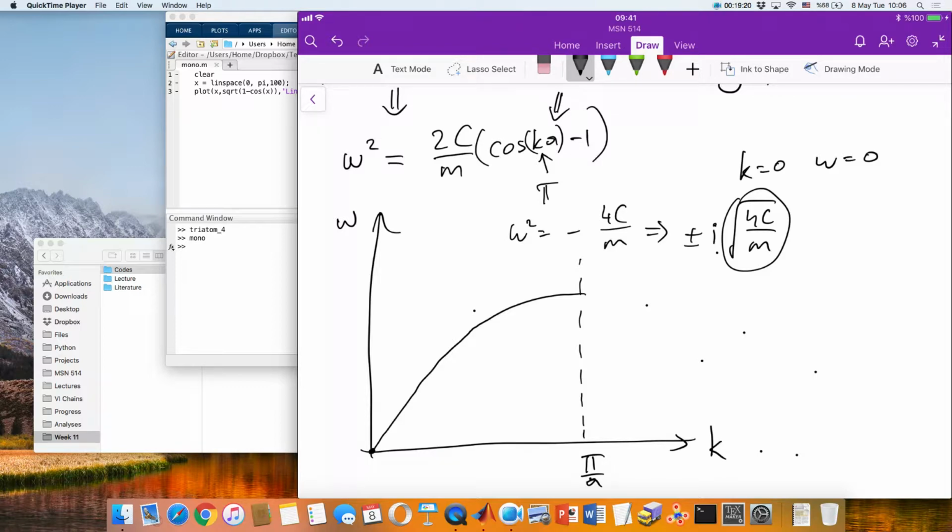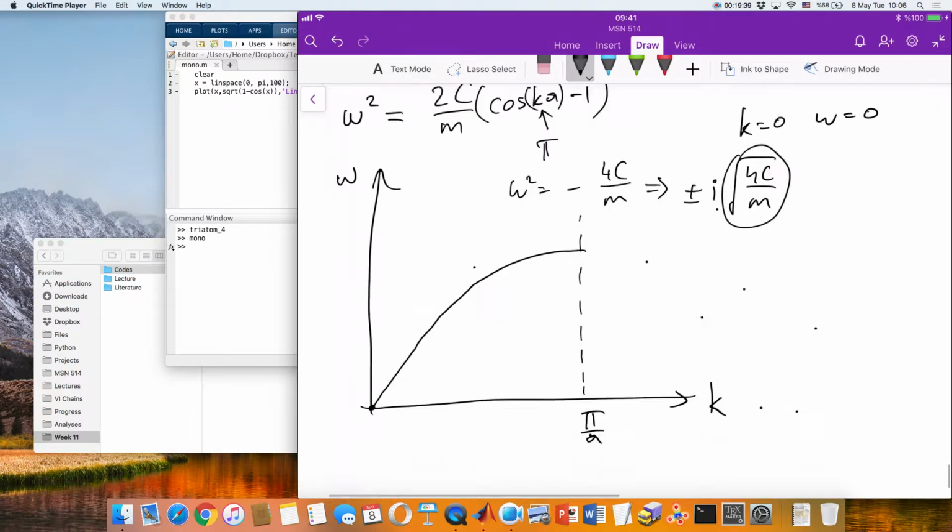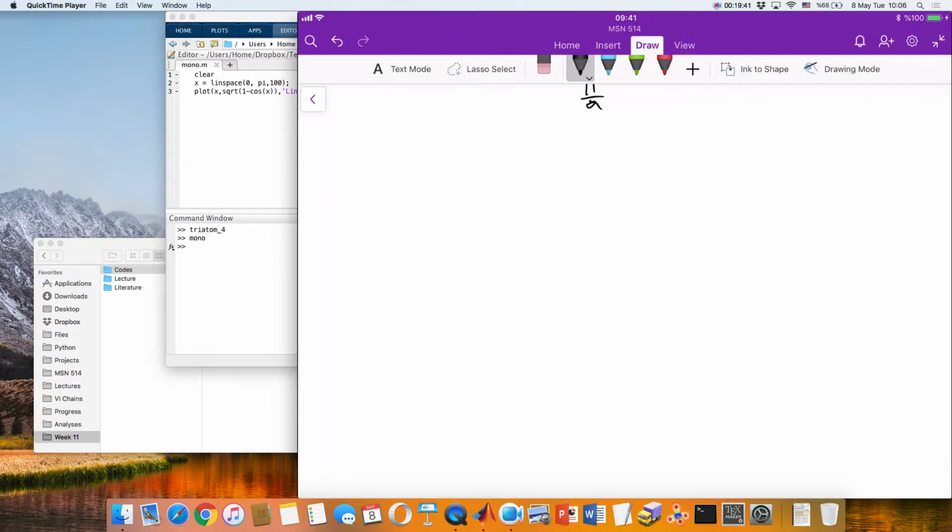Not everything. So let's try to understand this curve, okay? What happens as k goes to 0? Let's draw our sine kx one more time.